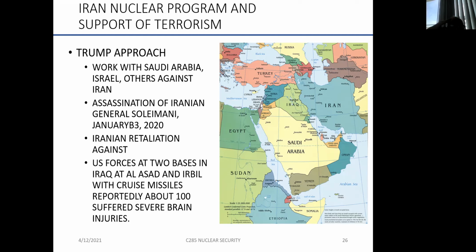The Iranians retaliated against the US after this assassination. There were two bases in Iraq where US had forces, at al-Assad and Erbil. And the Iranians attacked those bases with cruise missiles, and about 100 American servicemen were severely injured with major brain injuries.